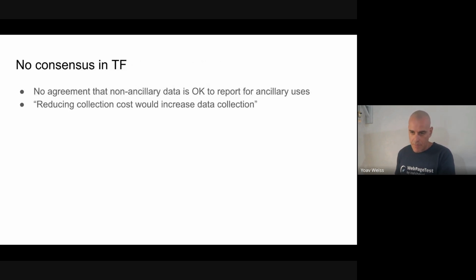Regarding the PR, it seems like there is no consensus in the task force that it is okay that the PR essentially says that if we're exposing non-ancillary data for ancillary uses, that is fine and doesn't go against the data minimization principle. And there's no consensus on that. The concern I heard from folks on the task force is that reducing the collection cost would increase data collection, and that would go against what the principle is trying to prevent.